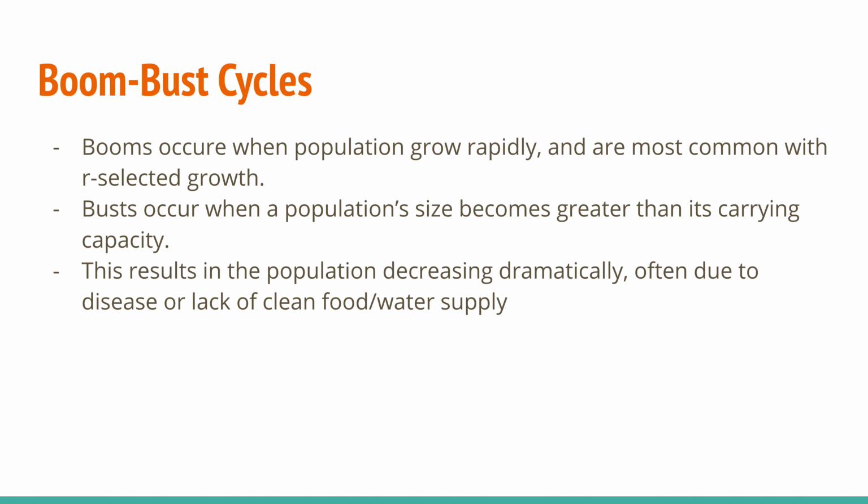That contrasts with boom and bust cycles. So booms occur when populations grow rapidly, most commonly in R-selected growth strategies, but also sometimes in K-selected while they grow at biotic potential. But the bust occurs when the population size becomes much greater than its carrying capacity, and this results in a dramatic decrease in population size. Oftentimes it's driven by disease. It can also be driven by a lack of resources.